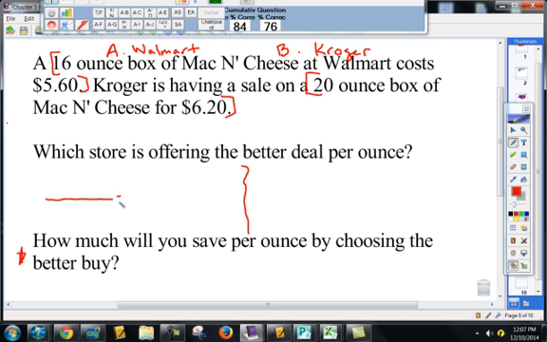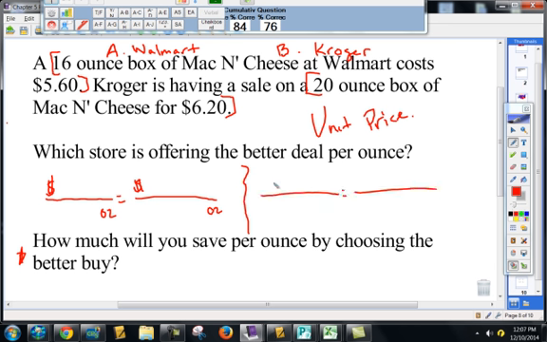So what I want to do is figure out the unit price. Remember? That is the cost per one of whatever the item is. And in this case, we're talking about ounces. So we always got to put money on top, ounces on the bottom. Do the same thing over here. Money on top, ounces on the bottom. Now I'm doing two proportions because I have two separate stores. I'm trying to figure out which one's better. This one on the left represents Walmart. This one on the right represents Kroger. Right, everyone?